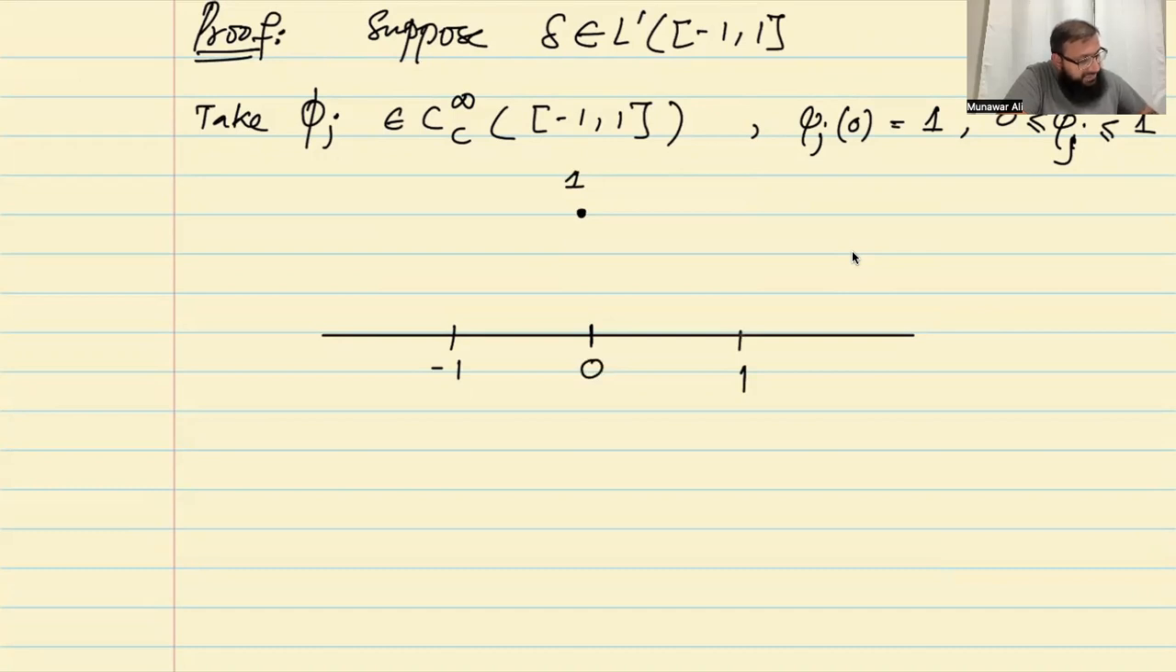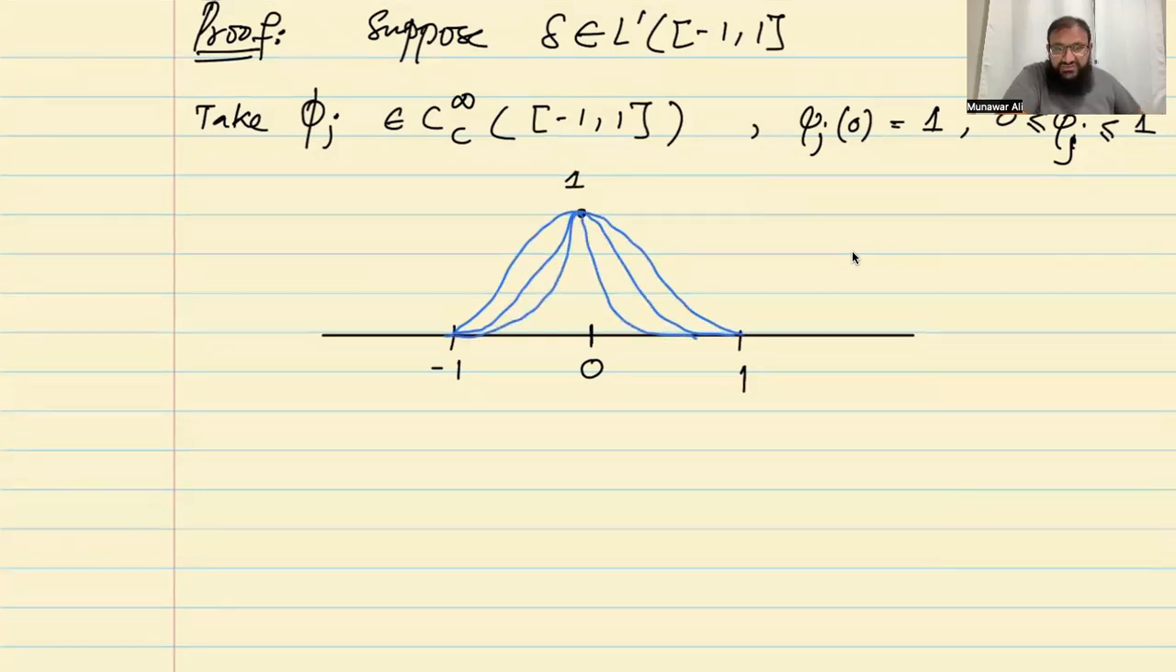And their graph looks like this. If you take one function, it looks like this. If you take another function, it looks like this. If you take a third function, it looks like this. So these are the sequence of functions that I've defined so far. Their values are between 0 and 1, and at 0, they have exactly value 1. They have non-zero values between -1 and 1, and beyond that, they are 0. This is what we say: they have compact support. Okay.